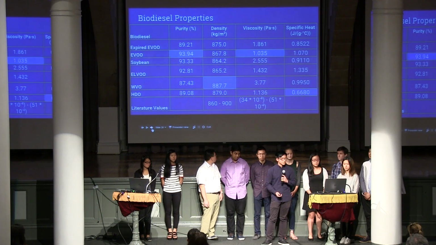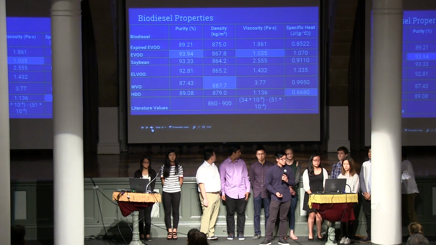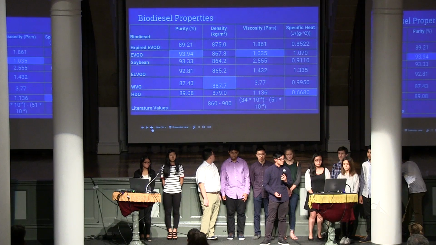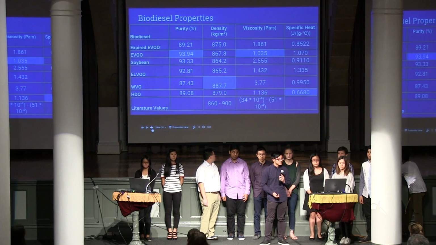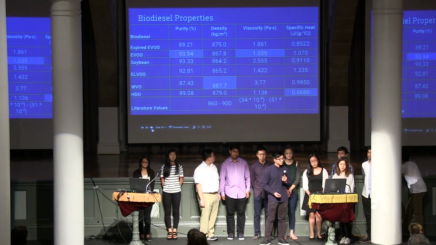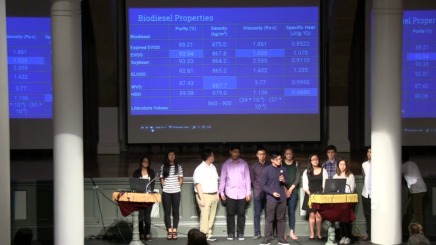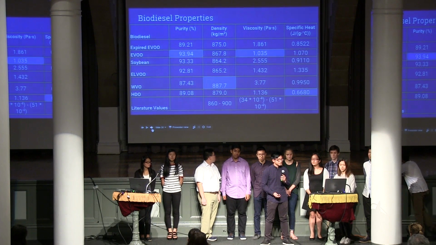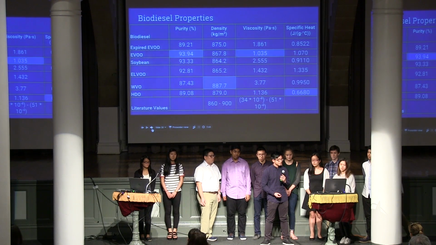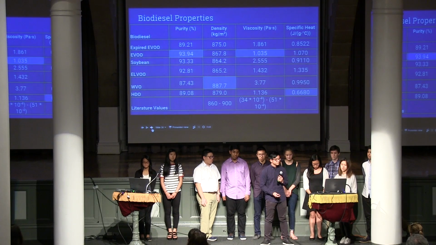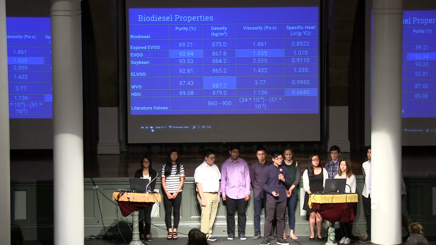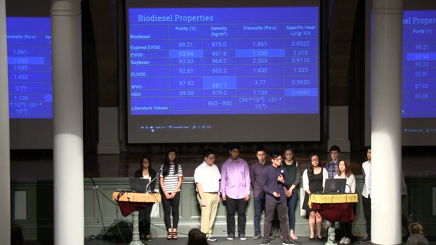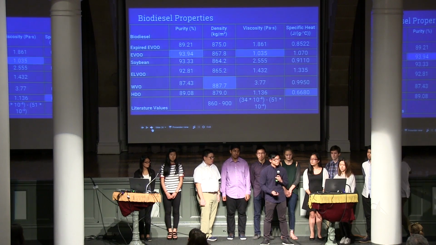All right, so here we have a chart of biodiesel properties that we just mentioned. There's purity, density, viscosity, and specific heat. And the highlighted ones are the highest ones. Okay, so at the bottom we have the literature values, and you can compare how close each one is to the values that we measured. And most of them were pretty close except for the viscosity, which was off, but they were fairly accurate.